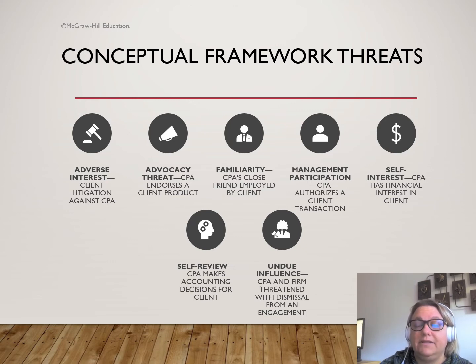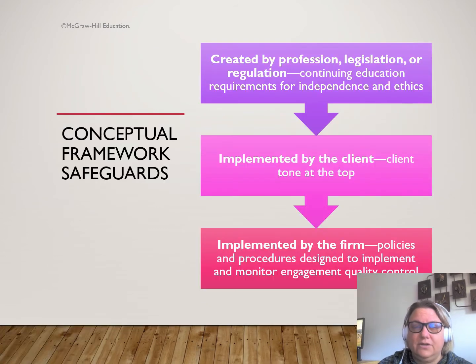Undue influence would be if you happen to have a very difficult client who basically threatens you and says, if you don't give me an A+ on my audit, I'm going to fire you. So just keep that in mind while you're counting my inventory and testing my internal controls. That's a big no. The client is not allowed to do that, particularly a publicly traded client. The PCAOB has a ton of rules because that's kind of what got them.